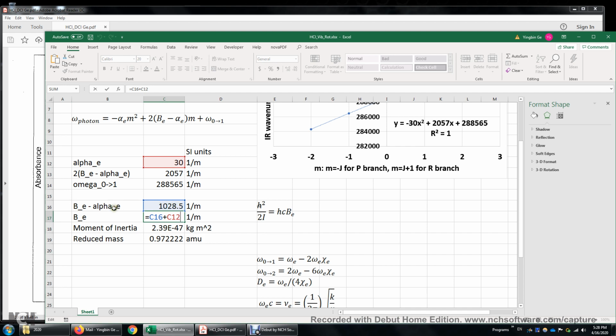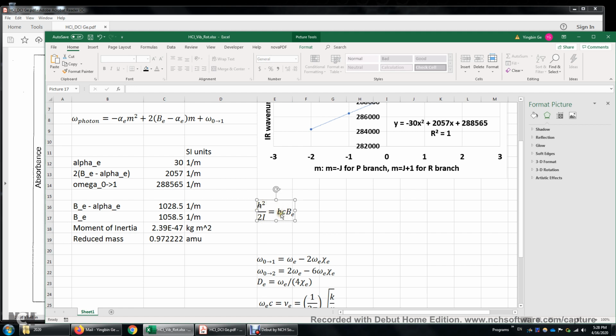1028.5 is B e minus alpha e. This 30 is alpha e. We sum it up, we get B e. Alright, so this is my B e, the rotational constant. There's an equation for the rotational constant. ħ squared over 2I equals hcB e. This is by the definition of B sub e, so there's no reason for this.